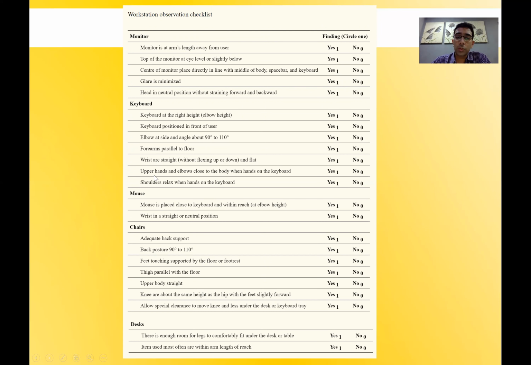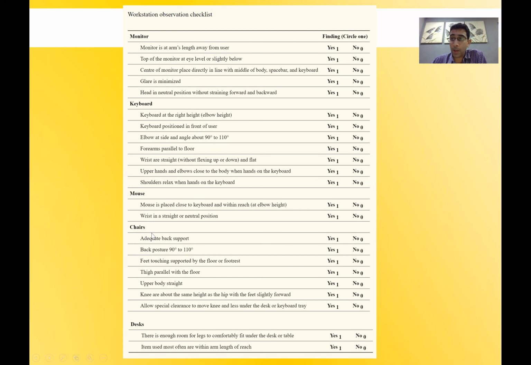The upper arms and the elbows should be close to the body when the hands are on the keyboard, and the shoulders should be relaxed. The mouse should be placed close to the keyboard, and the wrist should be in a straight or neutral position. The chair is the most important thing, and the most easily adjustable thing.